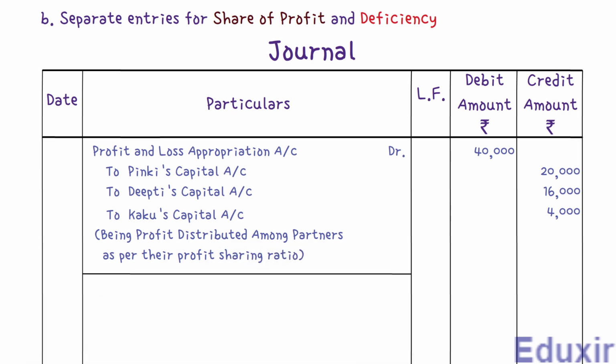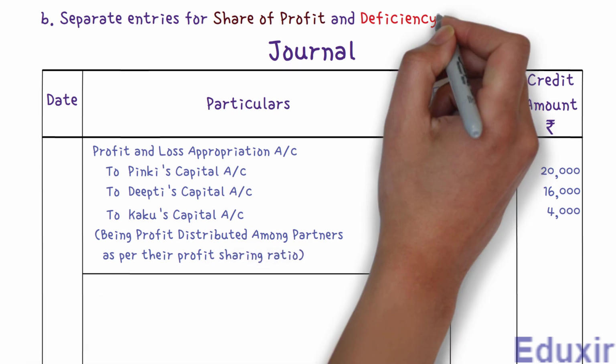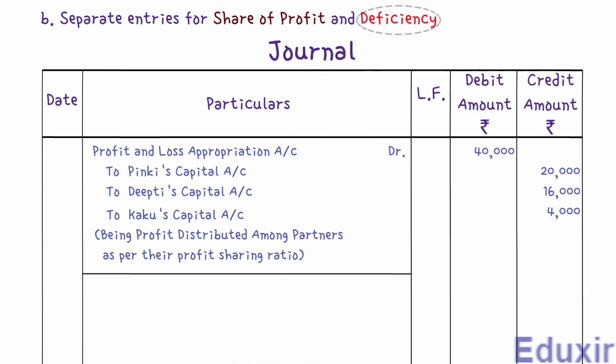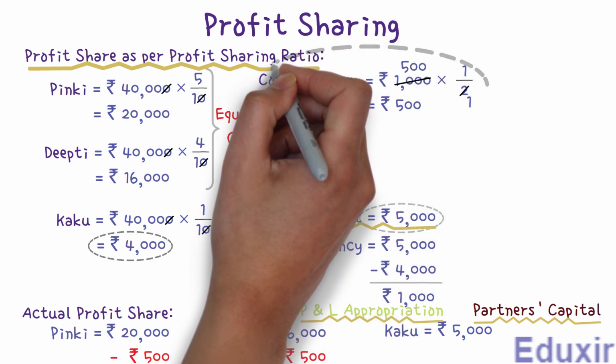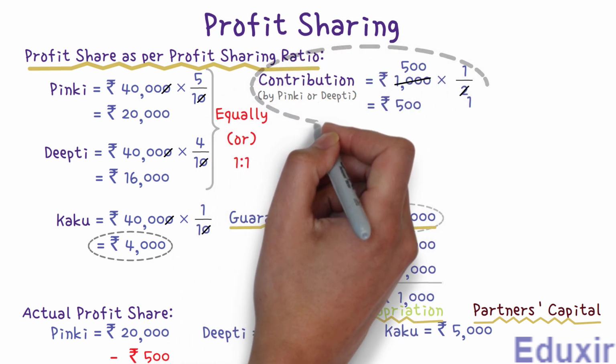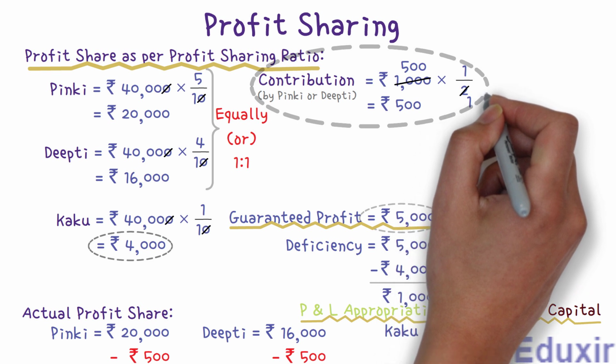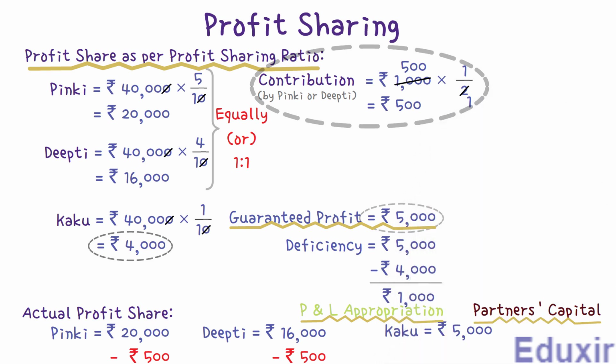Now, the next step would be to record the entries related to the adjustment for the deficiencies. See, as both the partners Pinki and Deepti are giving away part of their profit share to contribute to the partner Kaku's guaranteed profit amount, their capitals will be reducing. See, we have already added the profit share to the capital accounts. So, their profit is now part of their capital accounts. That's why I'm saying that their capitals will be reducing.